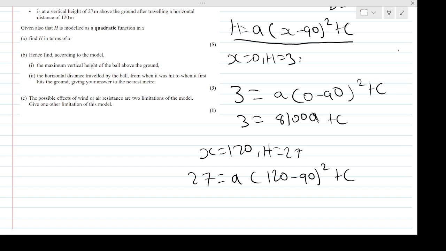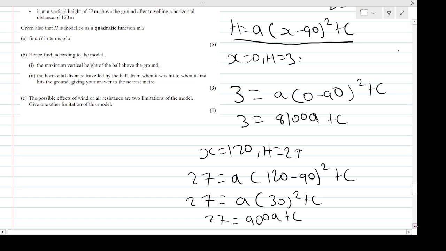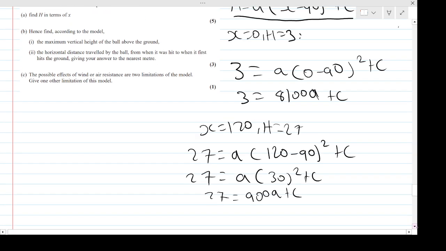So then I can expand that out. So 27 is going to be a lots of 120 take away 90, that's 30 squared. So 30 squared is going to be 900a plus c. Again, you can't exactly solve it right away, but hopefully you realise that these are simultaneous equations. If I label that equation 1 and this equation 2, flip back to GCSE for how we can solve a simultaneous equation.